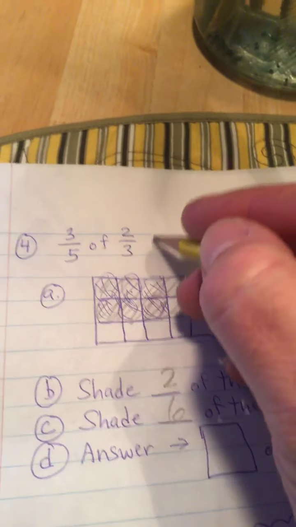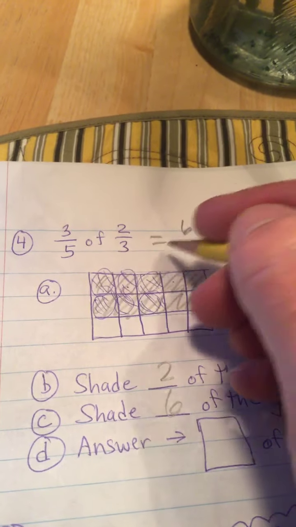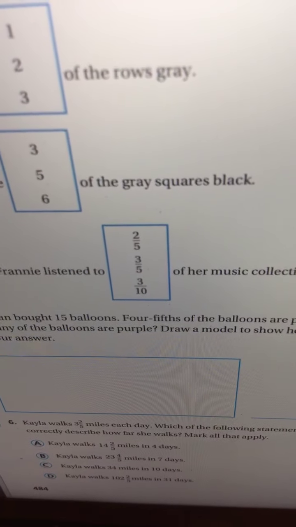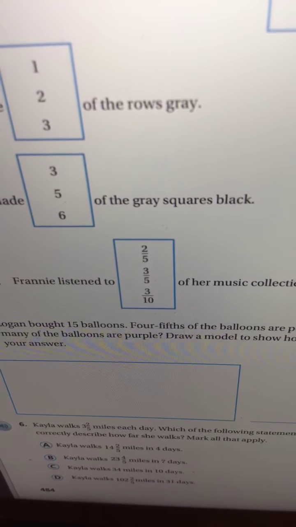So let's go through and do that. So 3 times 2 is 6, and 5 times 3 is 15. Now 6/15 is not there. Do you know why it's not there? Because 6/15 is not simplified. So we have to simplify 6/15.